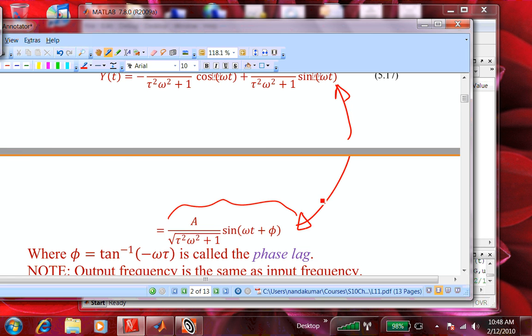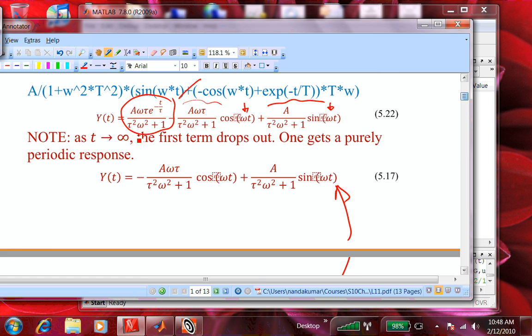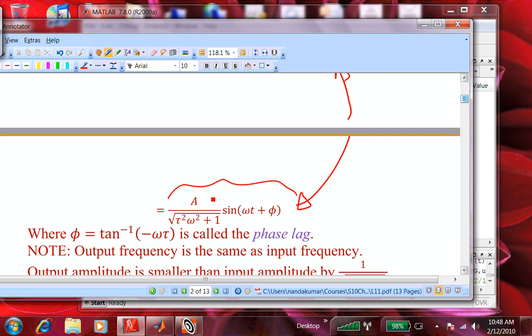They are the same, but what I have done is I have dropped this term out because I'm looking at what we call not a steady state but an equilibrium response. The response is also changing with time as long as the input is changing with time, but it has the same frequency; its amplitude is different. The output amplitude is the input amplitude divided by square root of tau square omega square plus 1. So the amplitude could be diminished.